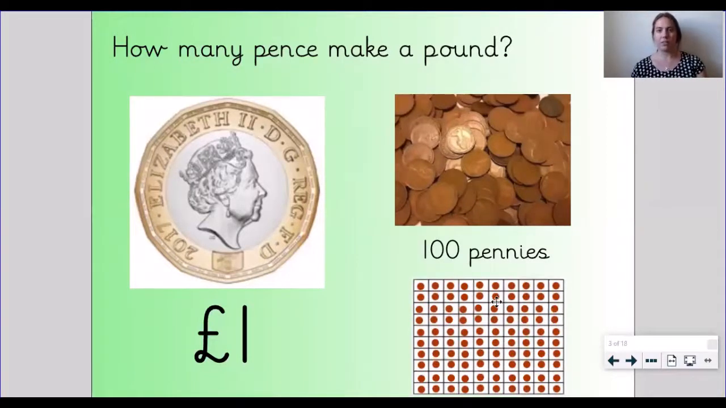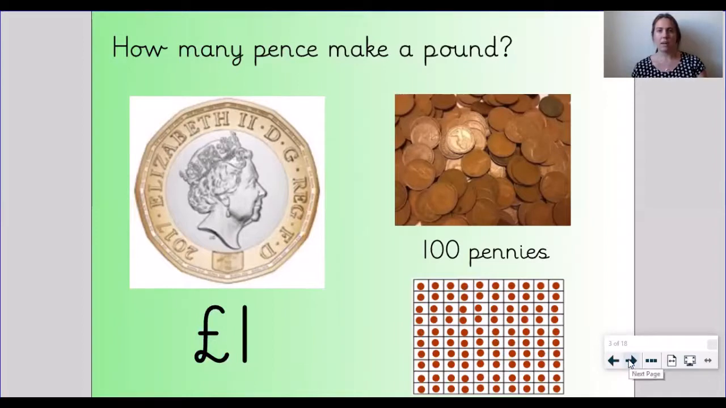So, good. I'm sure you knew this. There are 100 pennies in £1. Have a look here. What do you recognize about this? That's right. It looks like a hundreds chart. So what we've been using for our decimals, our hundreds chart, is split into 100 equal squares. And we've got a penny in every single one of them. So there's 100 of them, which makes 1 whole pound.